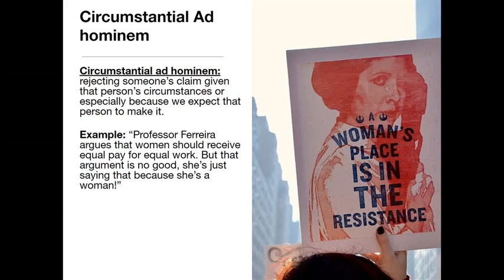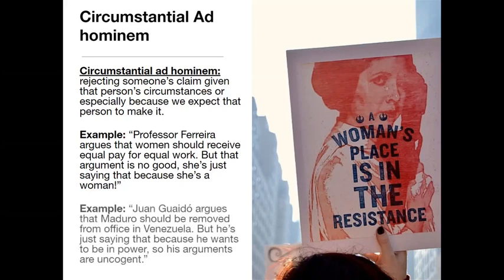People do this all the time where we say, oh, well, of course you would say that. We expect you to, right? And thus we dismiss or downplay the argument or claim in question because of the circumstances. But right, the claim that women should receive equal pay is no less diminished given the fact that Professor Ferreira is herself a woman, right? We do this kind of reasoning all the time, not good reasoning. So that would be an instance of circumstantial ad hominem.